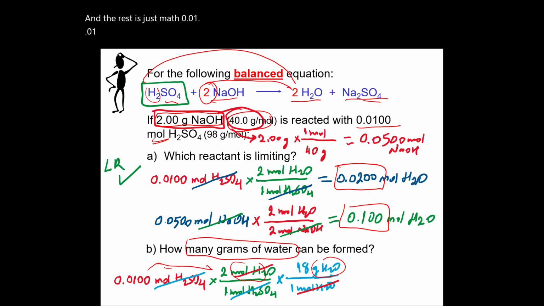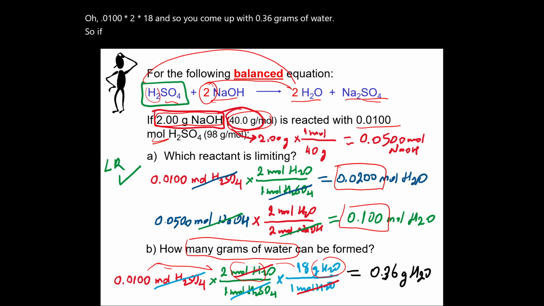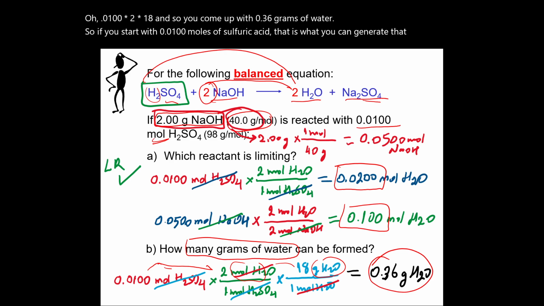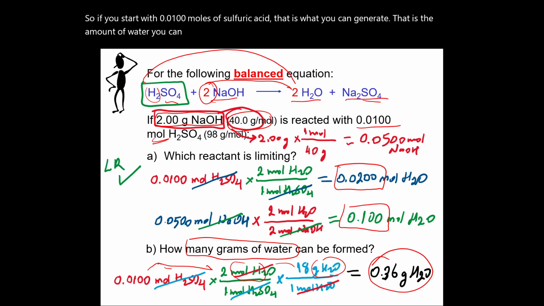0.0100 times 2 times 18, and so you come up with 0.36 grams water. So if you start with 0.0100 moles of sulfuric acid, that is what you can generate. That is the amount of water you can generate: 0.36 grams.